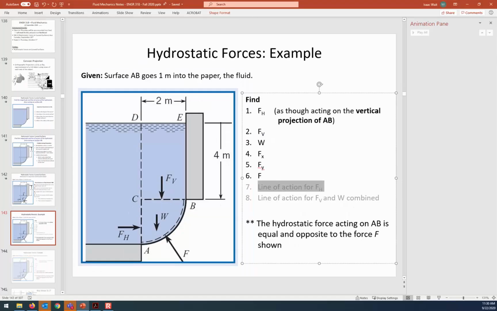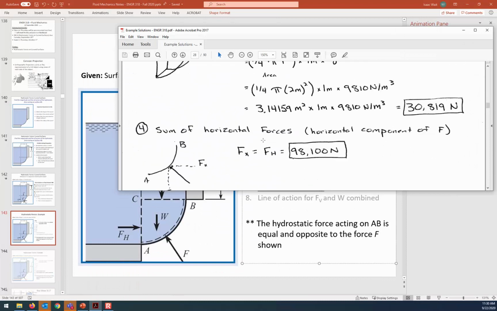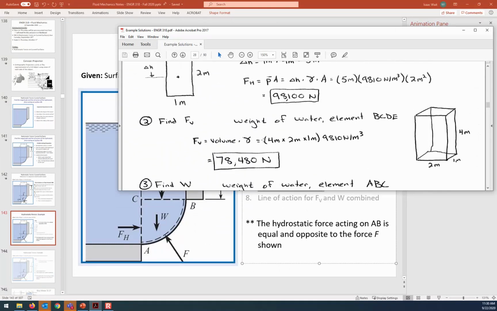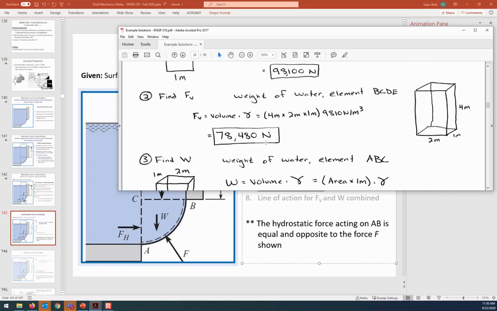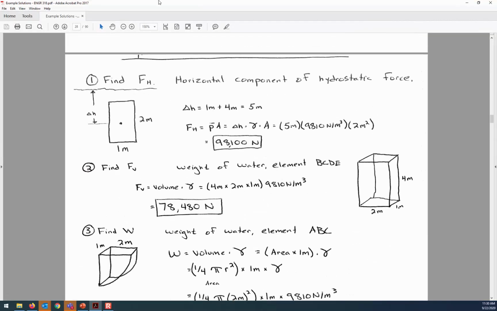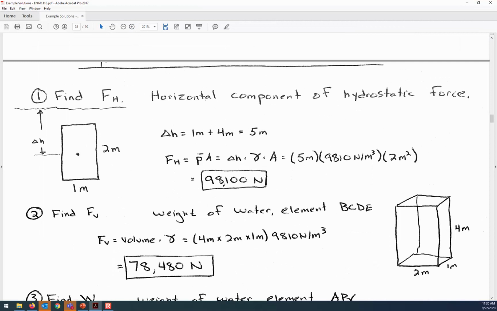All right, well, let's look at the solutions here. Okay, so step 2, the vertical forces. Let me just expand this all the way. Okay, so we already found the horizontal force.